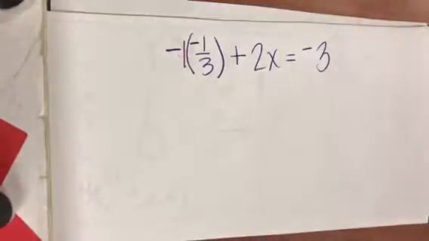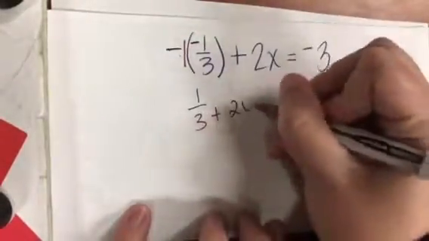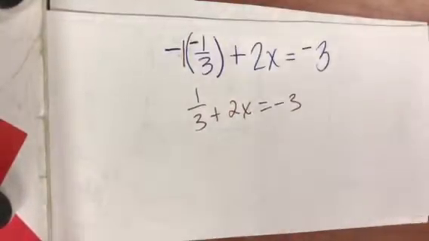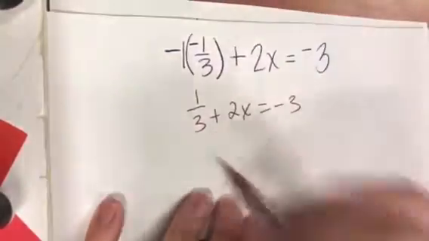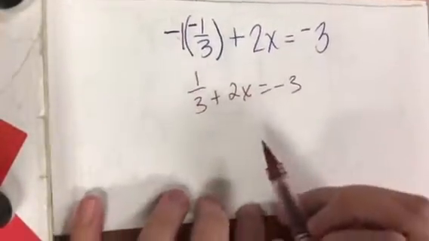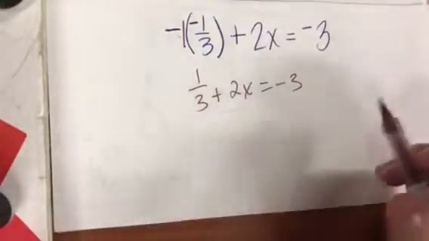Well, hold on. Don't we all know that a negative times a negative gives us a positive? So that makes this +1/3 plus 2x equals -3. That looks so much nicer, so much prettier. Whew, that was tricky. That all went away now, and it's just 1/3 because a negative times a negative is a positive. Now, the constant is 1/3. It's the number by itself.